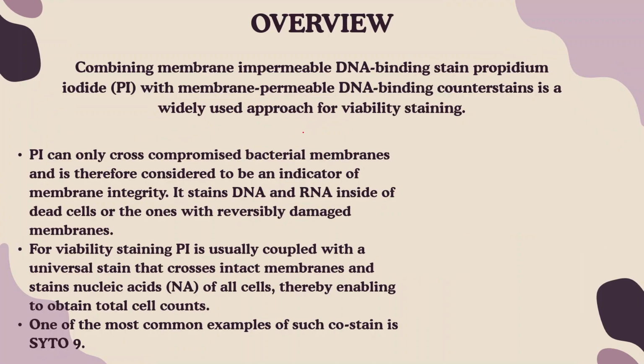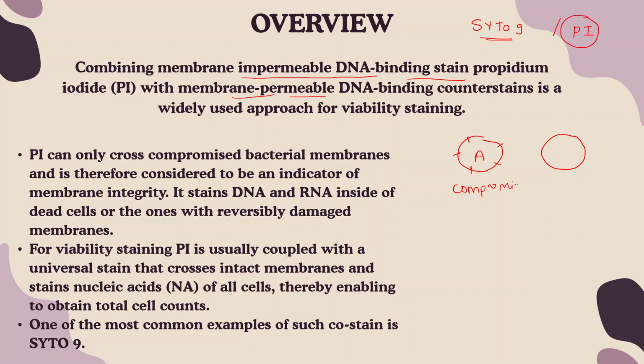So first of all, we will get a general overview about the stains as well as how they work. We are seeing two different stains: one is Cyto9 and another one is PI. First we will talk about PI. PI is a membrane impermeable DNA binding stain, whereas Cyto9 is a membrane permeable DNA binding stain. For example, if I have taken two different cells, one is this one and another one is this one. The membrane of one of the cells, cell A, is compromised.